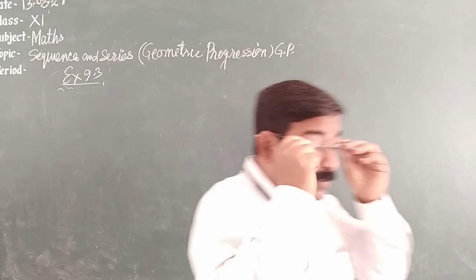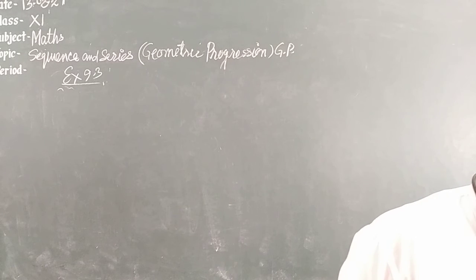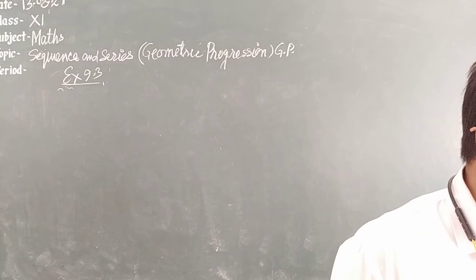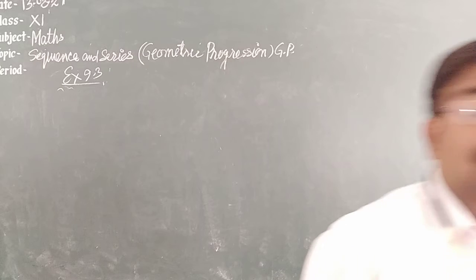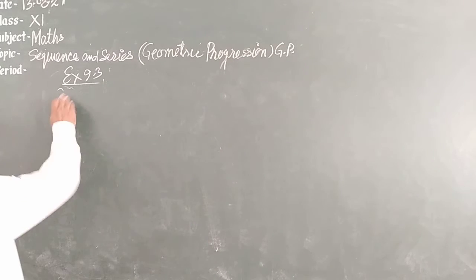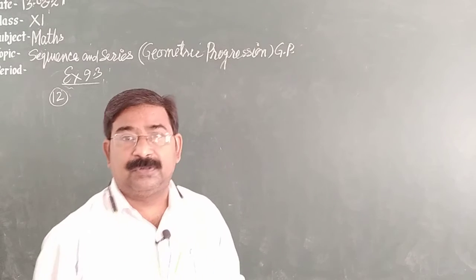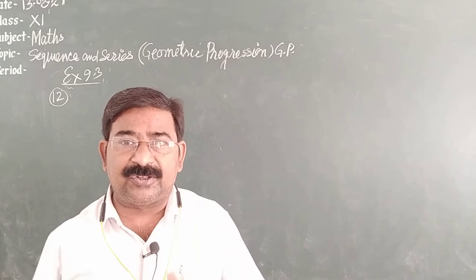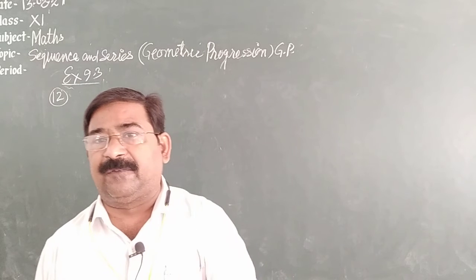Let's see the other question, that is question number 12. In question number 12: the sum of the first 3 terms of a GP is 39 upon 10 and their product is 1. Find the common ratio and the terms. Important question, try to understand. Whenever we are asked to find 3 terms or 5 terms, it is better to assume the first term, one term before the first term and one term after the first term.